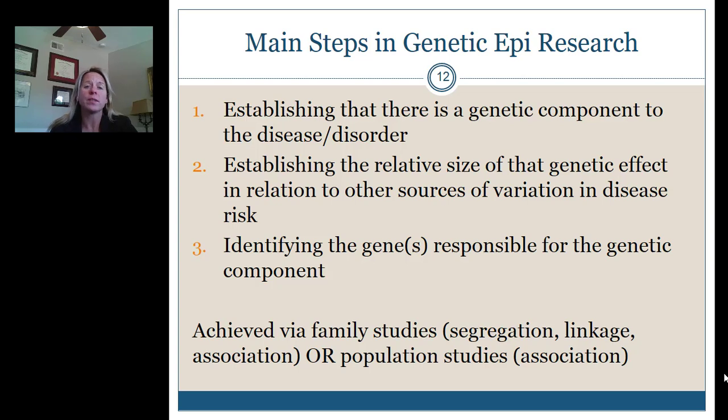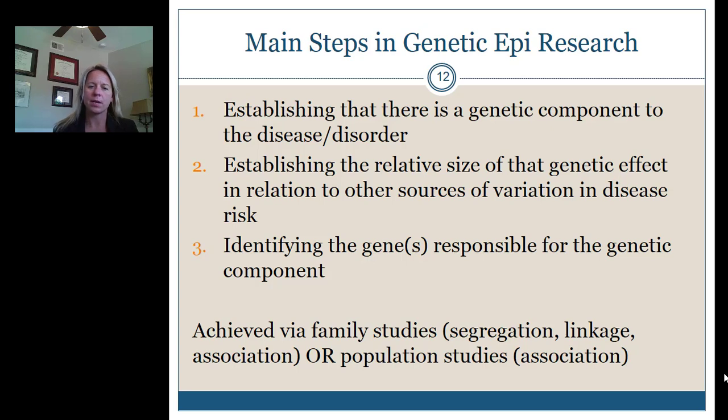Okay, so now I want to move into talking about what are the steps involved in genetic epidemiology research at a very high level, of course. So the first step is to establish whether or not there is some genetic component related to a disease or disorder that we're studying. And I'll discuss how we do that in a moment. The next step is to establish the relative size of that genetic effect or relationship in relation to other sources of variation with respect to the disease risk.